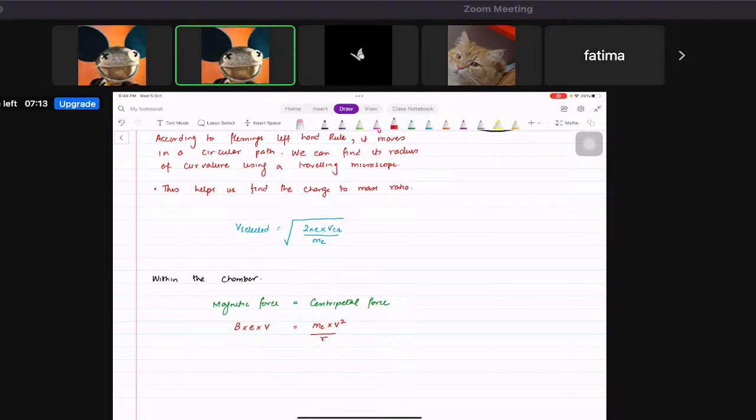So from this we can find the velocity and put it back in the previous equation. The square will cancel out, which means the velocity is going to be V e r over m e, and that's how we find the selected velocity, put it back there, and find the charge to mass ratio, as simple as that. Any questions, please let me know.